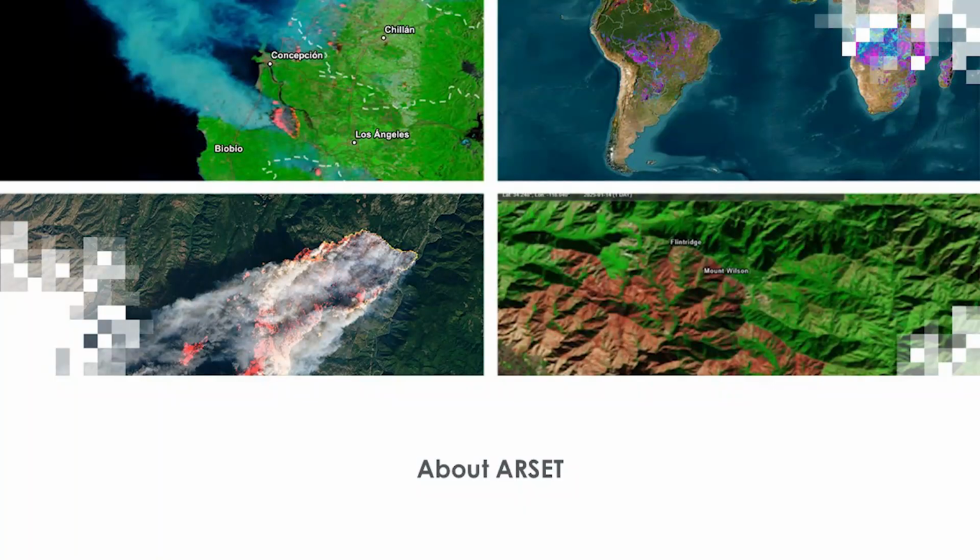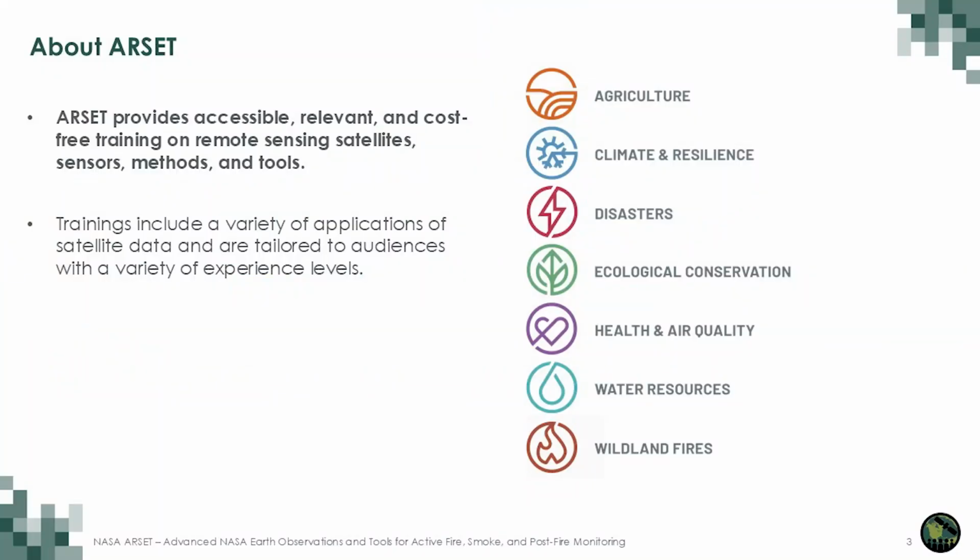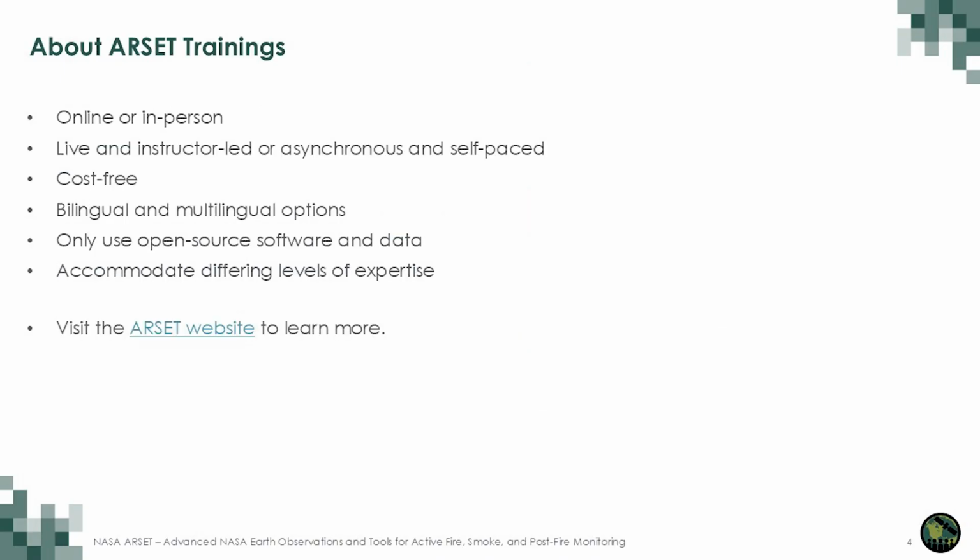But before we begin today's training, a few quick words about the ARSET program. NASA Applied Remote Sensing Training, or ARSET program, provides cost-free training on the use of remote sensing observations, analysis methods, and tools. We provide training in several thematic areas: agriculture, climate and resilience, disasters, eco-conservation, health and air quality, water resources, and such as the training here today, wildland fires. ARSET provides trainings both online or in person.